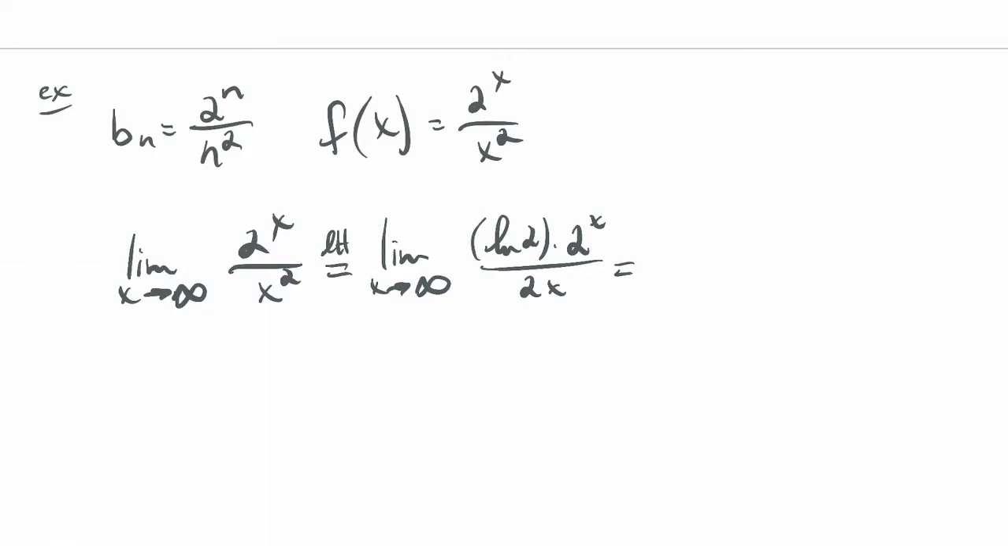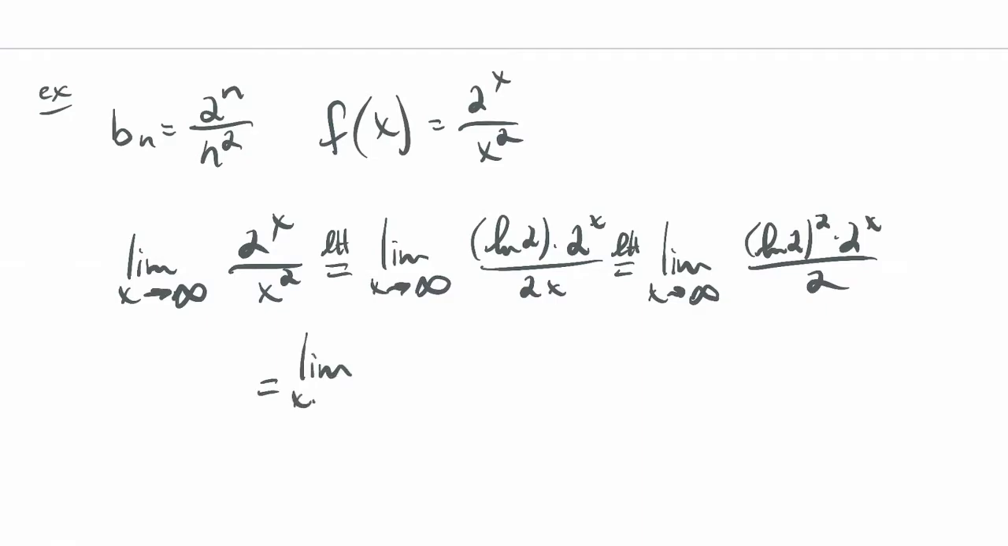Okay, well, let me do L'Hopital's rule again. So this equals the limit as x goes to infinity of ln of 2 squared times 2 to the x over 2. So now I just have some number times 2 to the x, right? This is the limit as x goes to infinity of some number, I'll call it n, times 2 to the x. n is ln of 2 squared over 2, but that's not important right now. What is important is that 2 to the x goes to infinity. Think about the graph of an exponential function. So I get infinity.